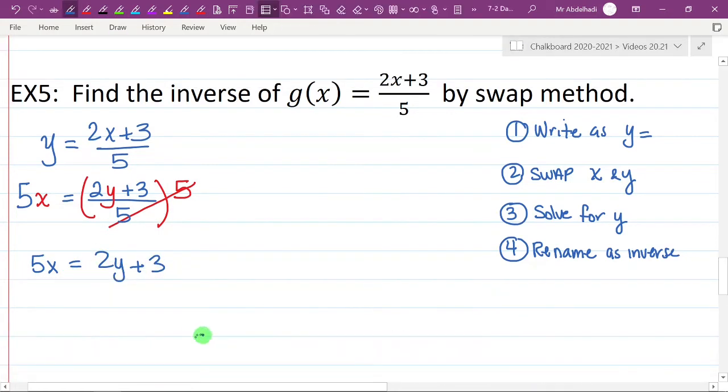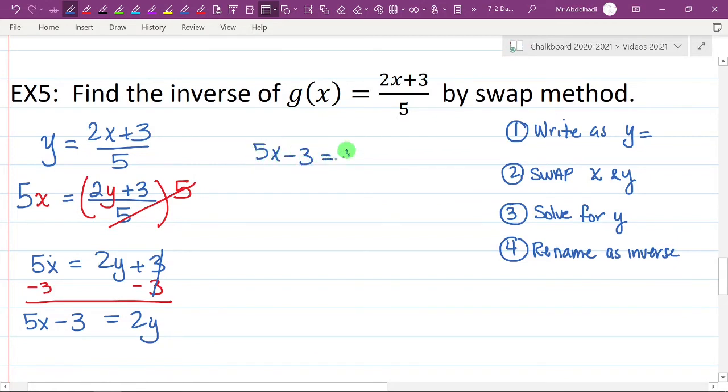Okay, we're still working on getting y by itself. So what else do we do? Now we can subtract 3 from both sides. Now, this becomes 5x minus 3, and this is now 2y. I'm just going to continue over here. So 5x minus 3 equals 2y. Now the last thing is to get rid of this 2.